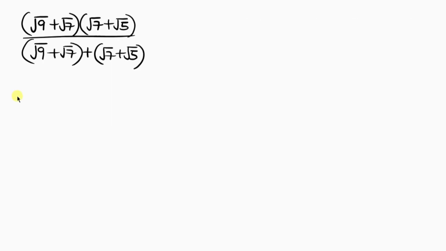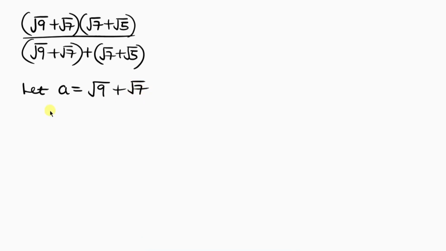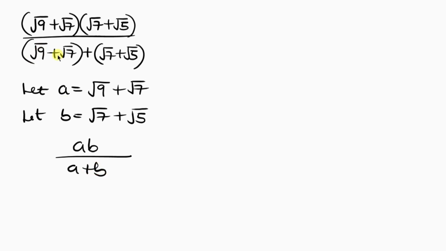So let's continue. So we can therefore say that let A be equal to this first one, which is the square root of 9 plus the square root of 7, and we can say let B be equal to the second one, which is the square root of 7 plus the square root of 5. So that means this expression can be written as A times B, which is what I have in the numerator, all over A plus B, which is what I have in the denominator. So we can say let this be equal to x.